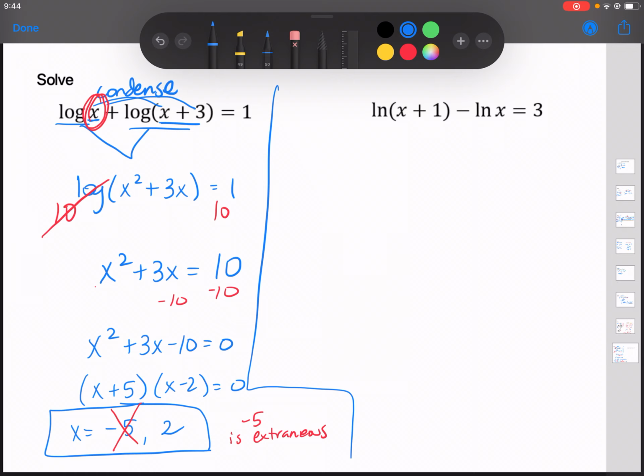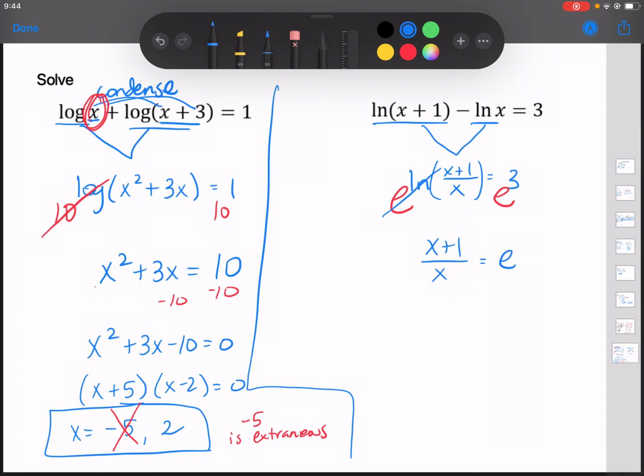Let's do another one once again. We have 2 logs on one side, and you're only at most allowed to have 1. Now it's subtraction, so if you recall, that tells us I'm going to have to divide the argument. So I'll have x plus 1 on top and x on the bottom. So we have natural log of x plus 1 over x equals 3. And then our last step is to apply the inverse. The inverse of a natural log is base e. Those cancel, so I have x plus 1 over x equals e cubed.